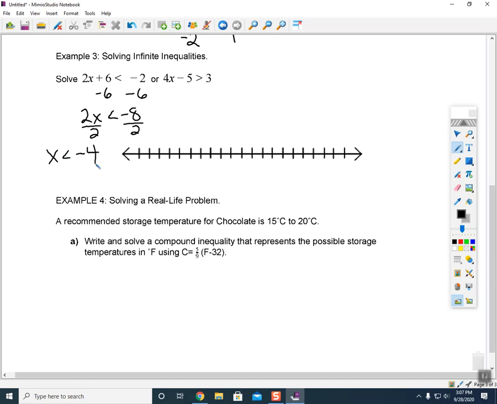I don't flip my sign in this case because I'm not dividing by a negative number. Even though I get a negative number in the end, I'm still just dividing by a +2. So my sign will stay the same.